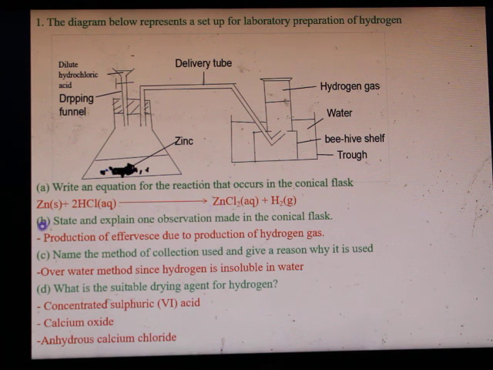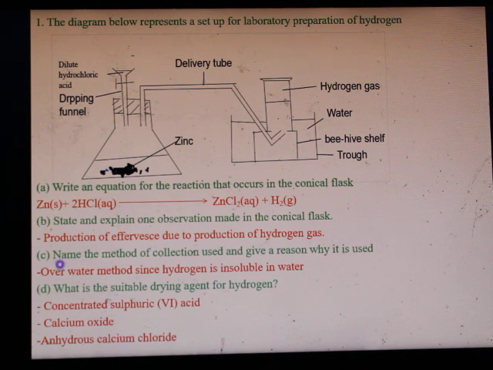Question B. State and explain one observation made in the conical flask. And the observation is production of effervescence. The other name for effervescence is bubbles. Instead of using effervescence, you can use bubbles or fizzing. That is the observation. And the explanation is due to production of hydrogen gas.